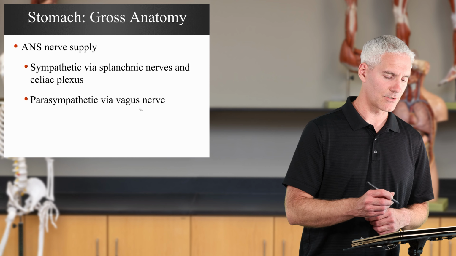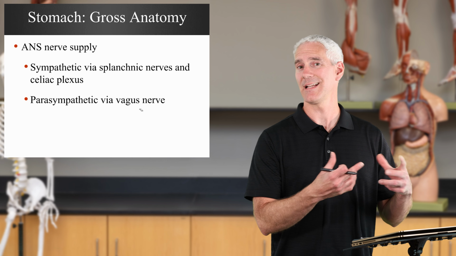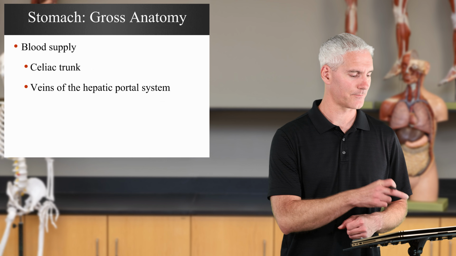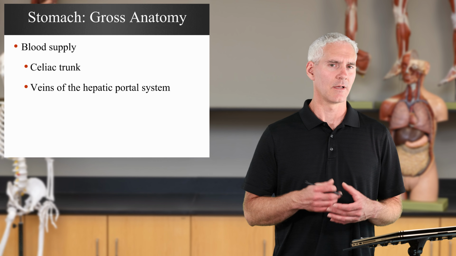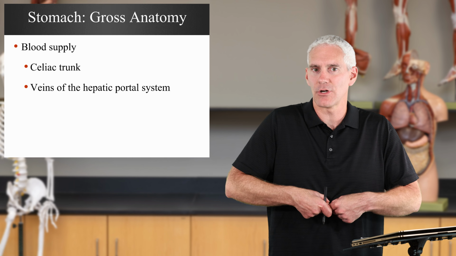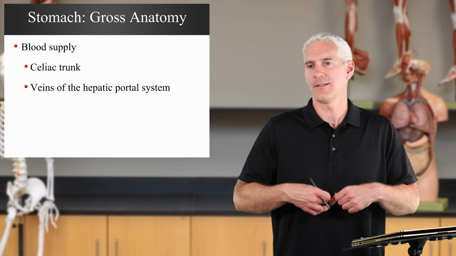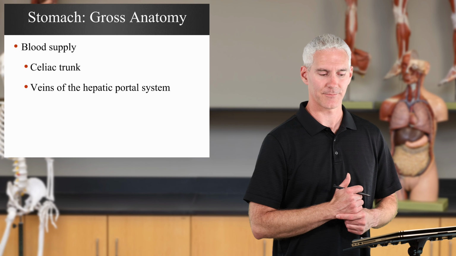So we're looking at the vagus nerve as the parasympathetic control, so both sympathetic and parasympathetic. Blood supply comes out of the celiac trunk. Go back to the last unit, hopefully remembering the aorta comes down, the celiac trunk comes right out from the aorta, then splits and branches from there. You have that gastric artery coming off.